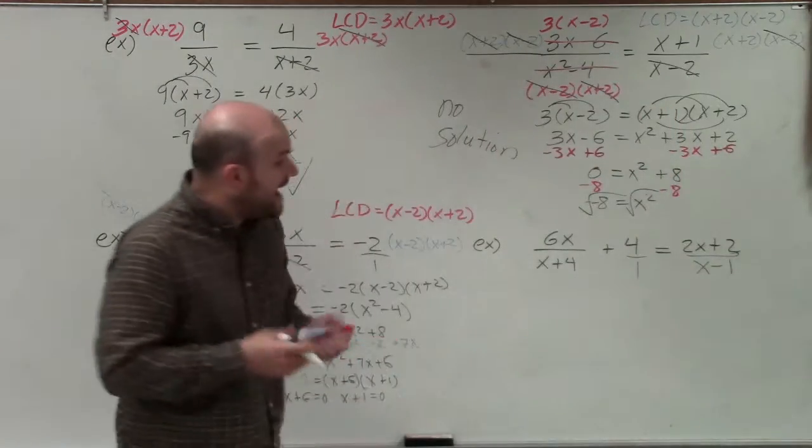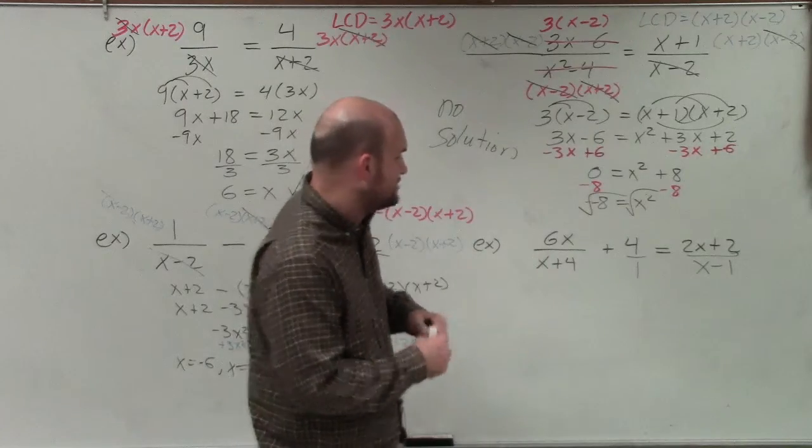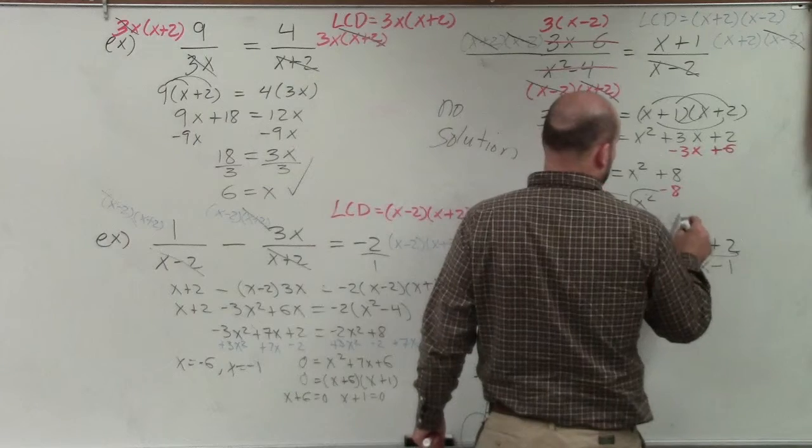OK, so now what we're simply going to do is, again, do the same process, but now we're going to determine our LCD, which in this case is going to be x plus 1 times x minus 4.